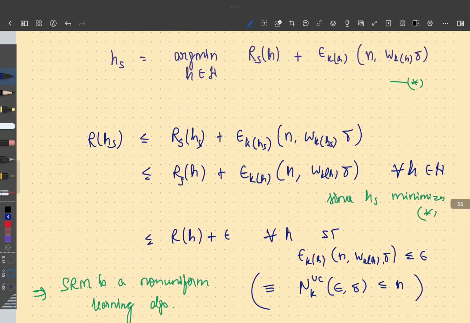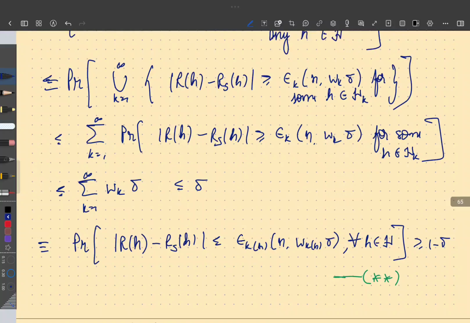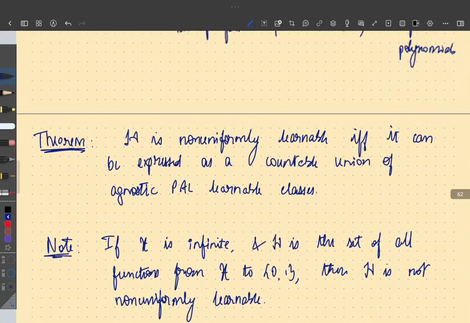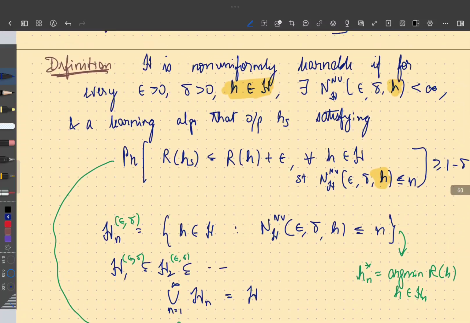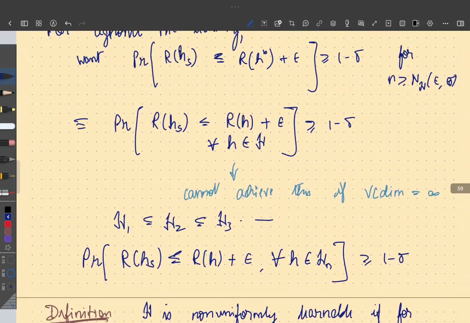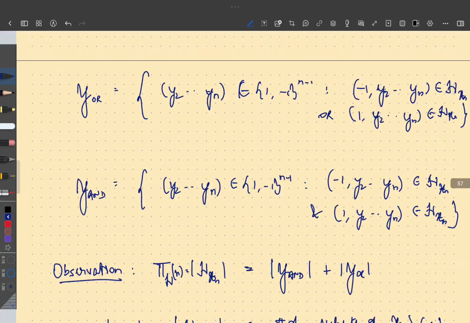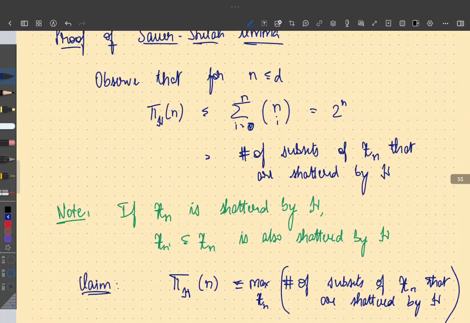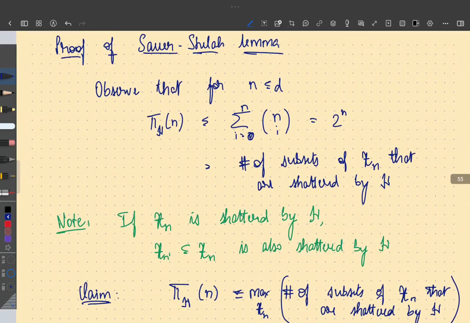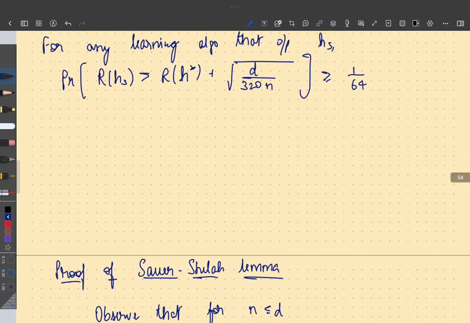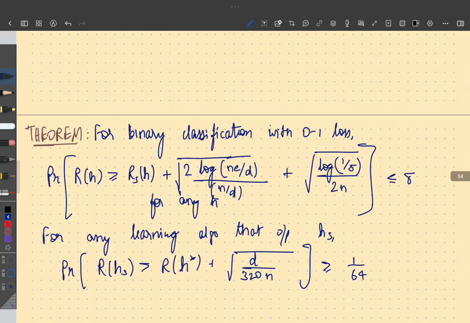Scroll back quite a bit. Just before this. Yeah.